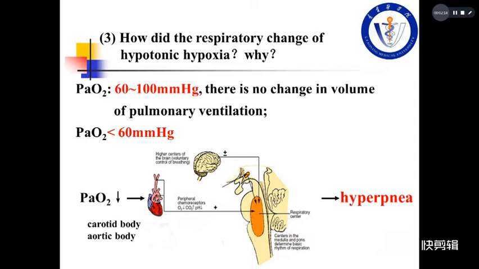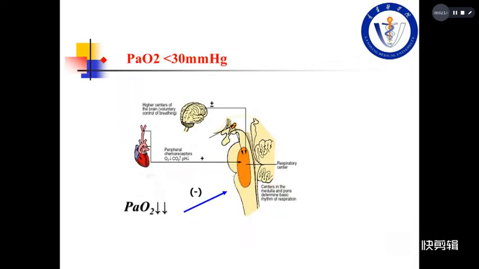Why does the respiration next decrease? Because the hypoxia becomes more severe, the partial pressure of oxygen in the artery decreases more. If the pressure is less than 30, it can inhibit the respiratory center, so it leads to respiration decrease. So during hypotonic hypoxia, respiration first increases and then decreases. Respiration increases because the partial pressure of oxygen is less than 60.